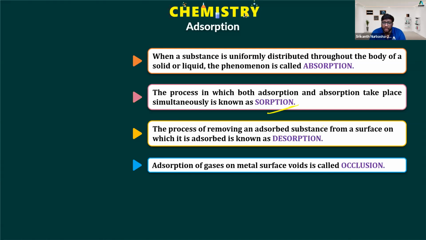Desorption means what? The process of removing the adsorbed substance from the surface on which it is adsorbed. D means removal, right? Desorption means removal of adsorbed substance from the surface. And adsorption of gases on a metal surface is said to be occlusion. So whatever the discussion we have studied in the hydrogenation of alkenes to form alkanes, alkene and H2 both are in the gaseous phase, they are adsorbing on the respective metal. So that is nothing but occlusion.